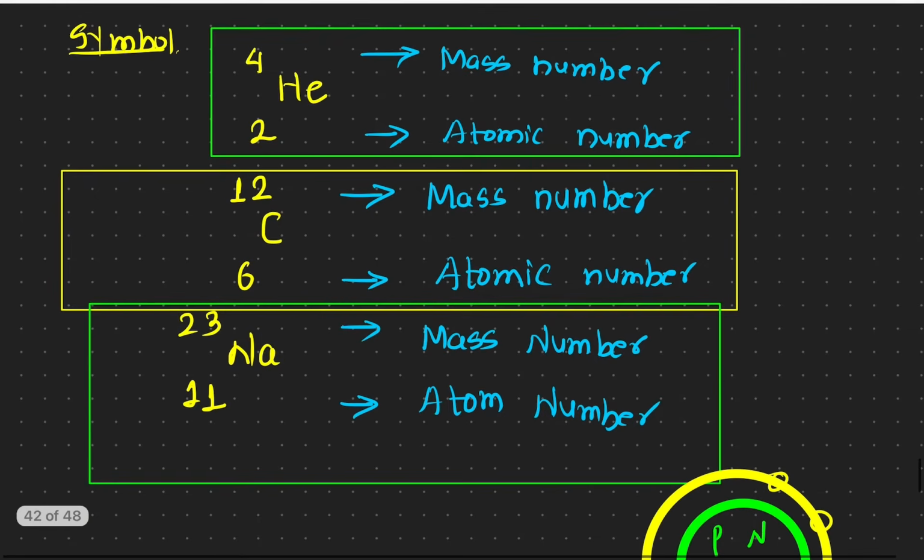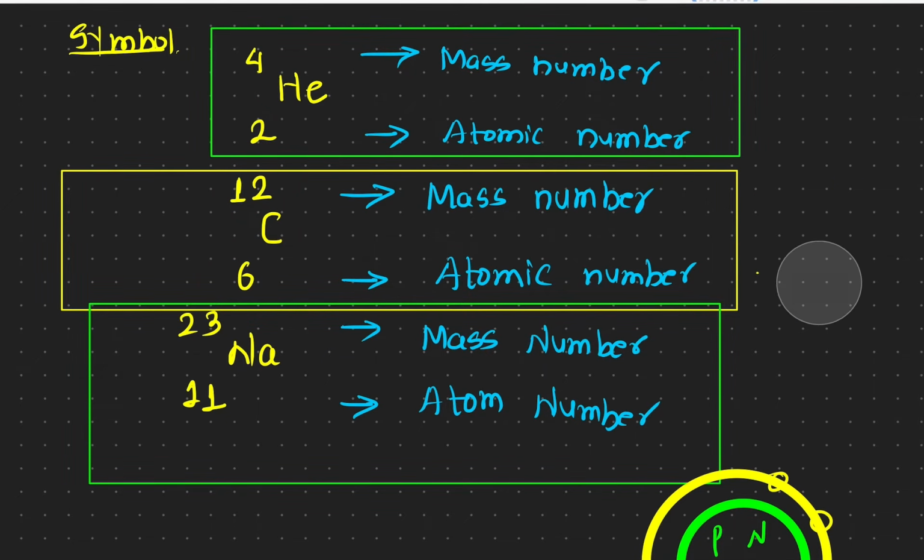Again, for example in carbon, what does this 12 mean? The 12 means the mass number, that means the number of protons plus number of neutrons. Let me write down here the number of protons and number of neutrons. And this one is the number of protons here. So this one has 6 protons and 12 protons and neutrons. So how many neutrons will it have? 12 minus 6 will give you the number of neutrons.